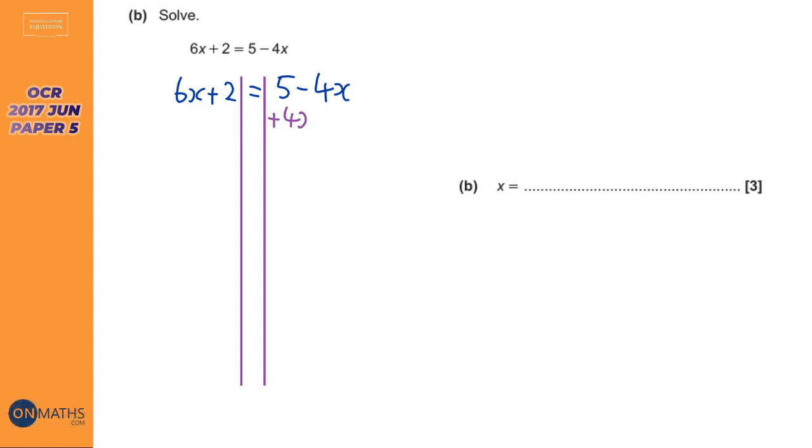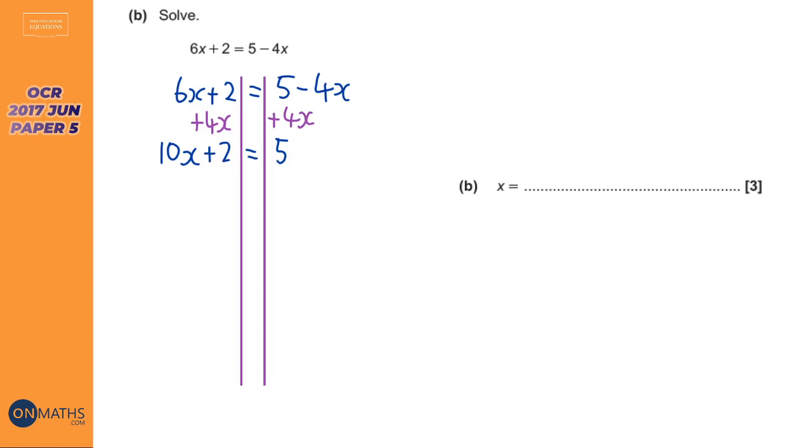plus 4x. Simple as that. If I do it to the right hand side, I've got to do it to the left hand side, so I'm going to add 4x there. And we end up with 10x. Haven't done anything with the 2, so that 2 is still there, and same with the 5, that 5 will still be there. Then I've got two things I need to deal with.